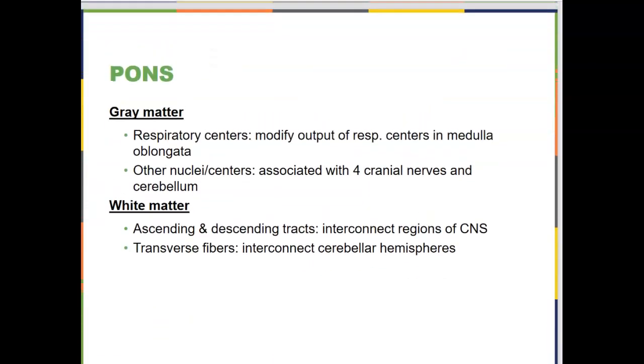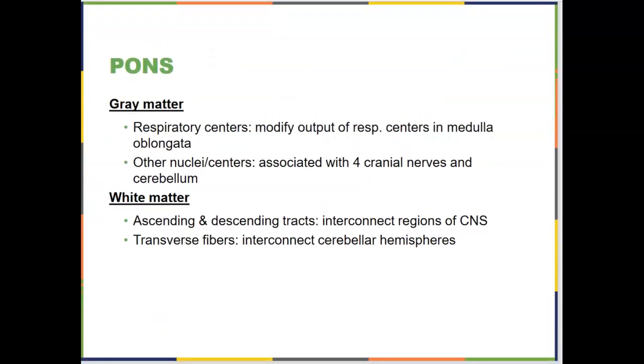So lots of gray matter in the pons, regulating lots of respiration. So the pons, breathing. The pons are all about breathing. There are, in other animals, regions associated with vision. Don't worry about that with us right now. You're probably never going to need to know that, but I think it's fun.